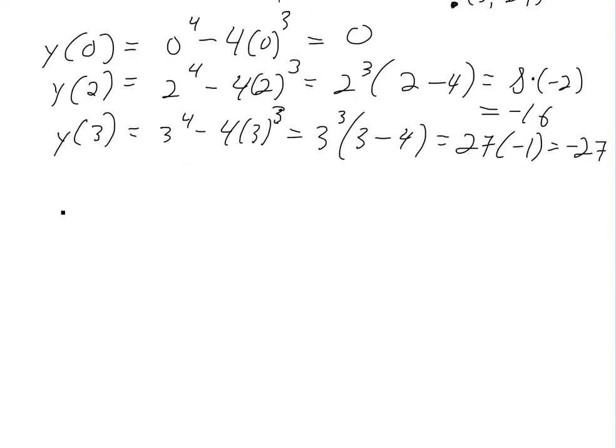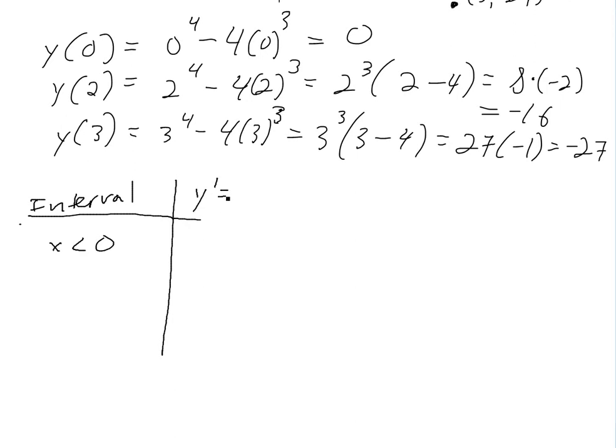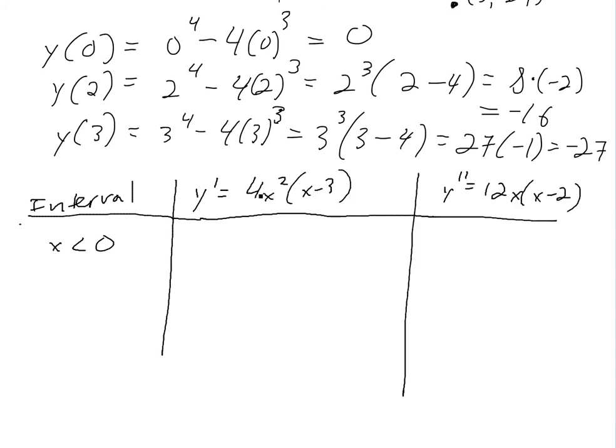So now if we make a little quick table here, let's say the interval could be one of the columns. Interval x less than 0, then y prime is equal to 4x cubed minus 12x squared. I just rewrote that as 4x squared times (x minus 3), and then y double prime is 12x times (x minus 2). So when x is less than 0 here, we know that this 4x squared is always going to be positive, and then this part is going to be negative. So we're going to have a positive number times a negative number.